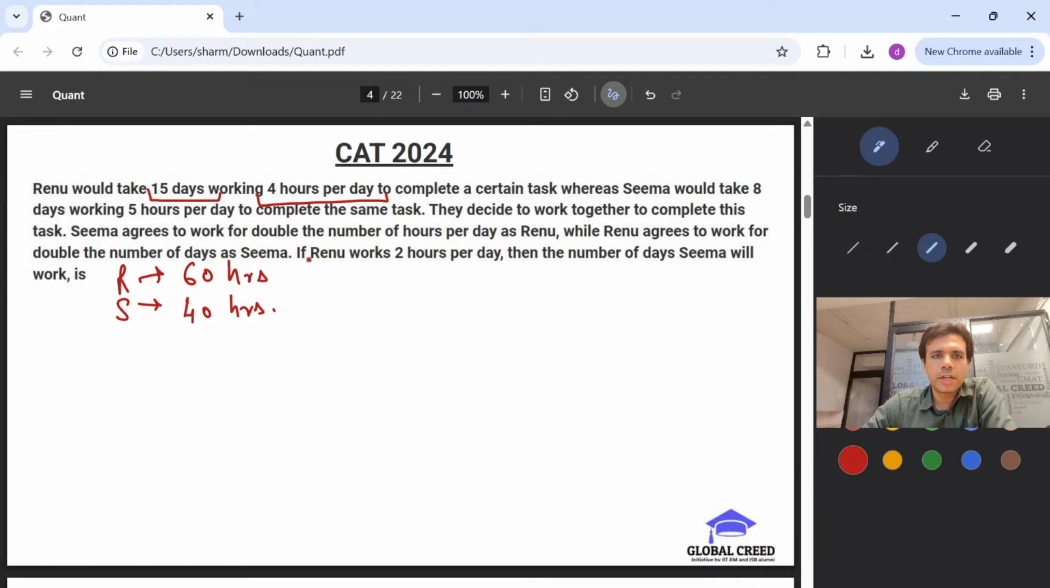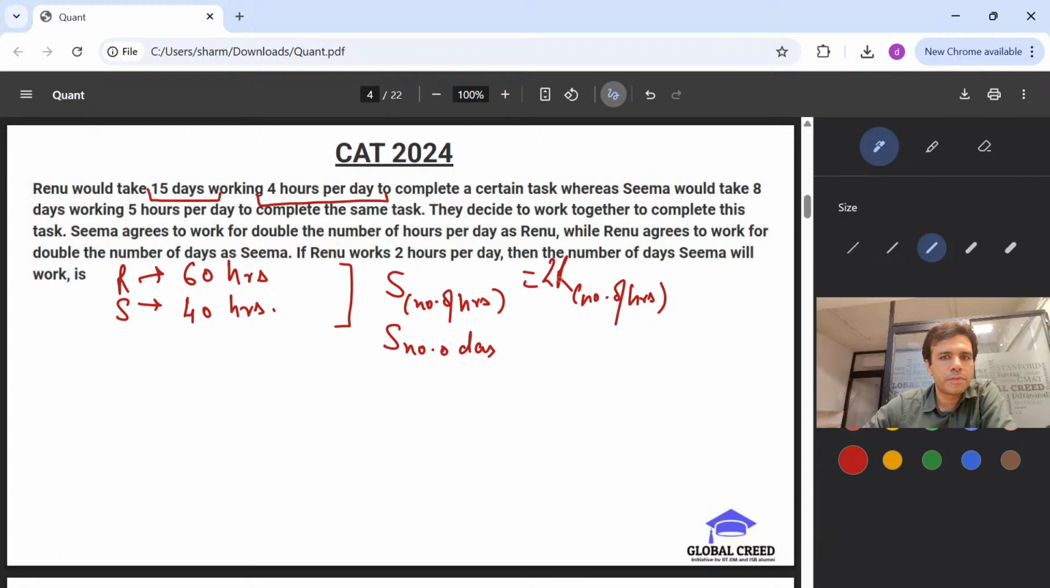Seema agrees to work for double the number of hours per day as Renu. So Seema's number of hours would be double Renu's number of hours. This is what has been decided. While Renu agrees to work for double the number of days as compared to Seema. So Seema's number of days, double of them is Renu's number of days. This is what has been given to us.